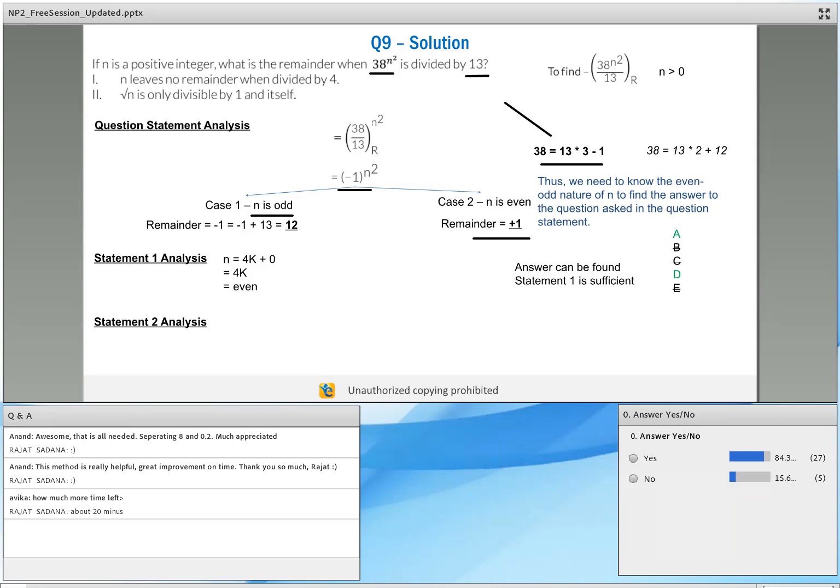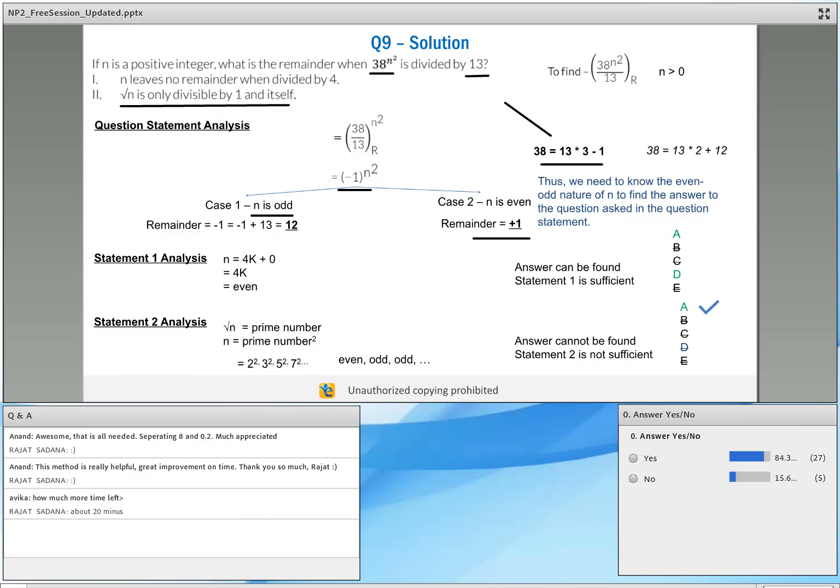Statement 2 says that the square root of n is a prime number, divisible only by 1 and the number itself, which means that n is a square of a prime number. Now a square of a prime number could be even or odd, because 2 squared is 4, 3 squared is 9, 5 squared is 25. So n could be either even or odd. Does it give us a definitive answer as to what the remainder would be? No, it doesn't. So statement 2 is not sufficient, which means my answer is choice A.